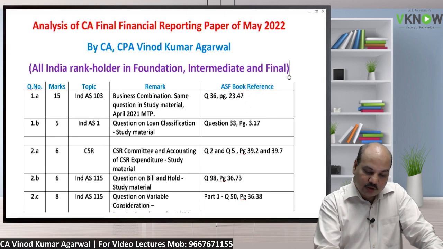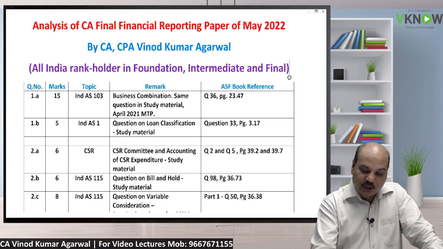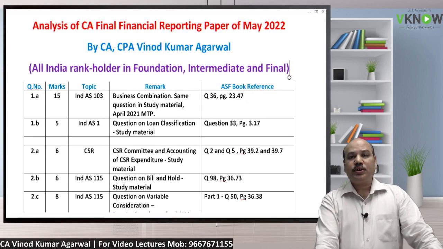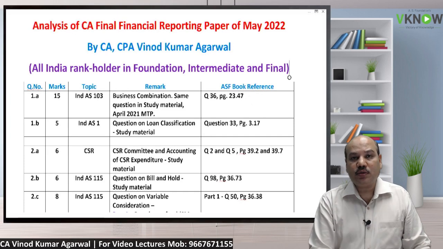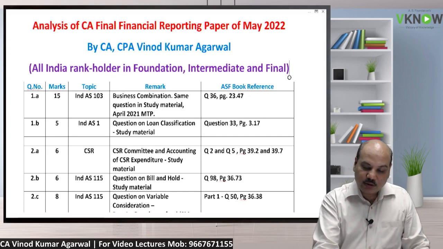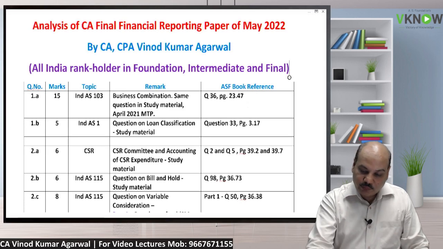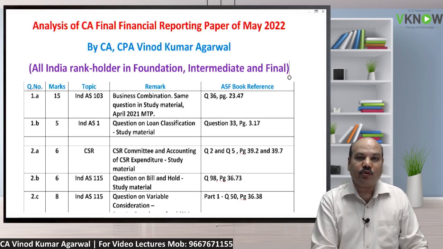Question number 2C was for 8 mark, Ind AS 115. This question has part 1 and part 2. Part 1 was based on the concept of where you allow the customer to refund, and this is there in the study material. This was asked in MTP May 2020, MTP April 2019. Okay, and we have covered the same question in our book. The first part is question number 15, our class note with solution.